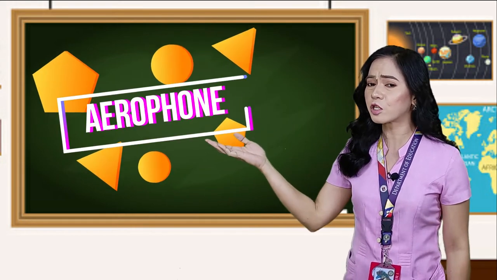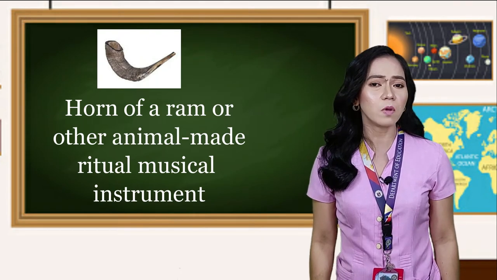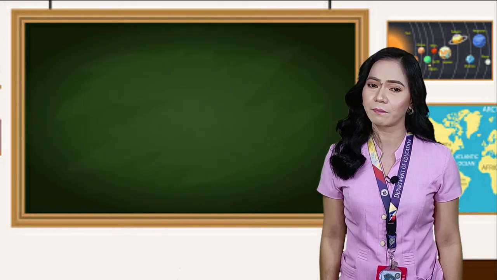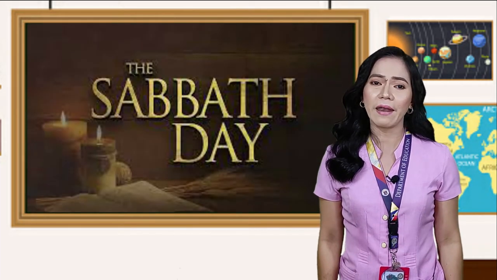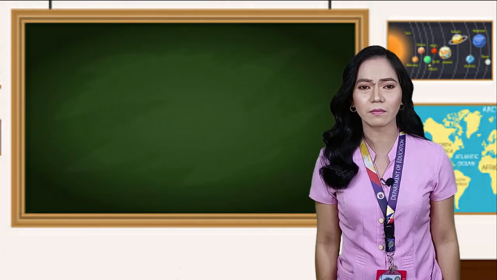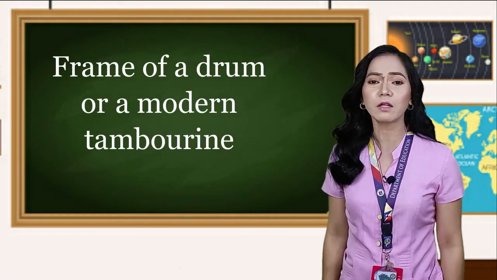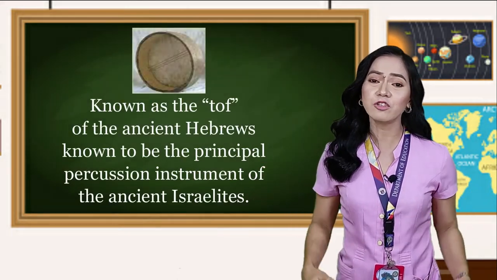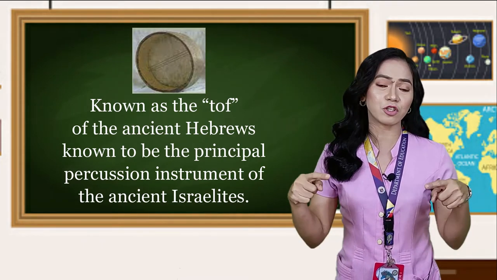For the aerophone instrument, a horn of a ram and other animals is a ritual musical instrument used during an important religious event. In biblical times, it was sounded during the Sabbath, the announcing of the new moon, and the proclamation of the anointing of a new king. The percussion instrument, either a frame drum or a modern tambourine, known as the tof of the ancient Hebrews, is the principal percussion instrument of the ancient Israelites.